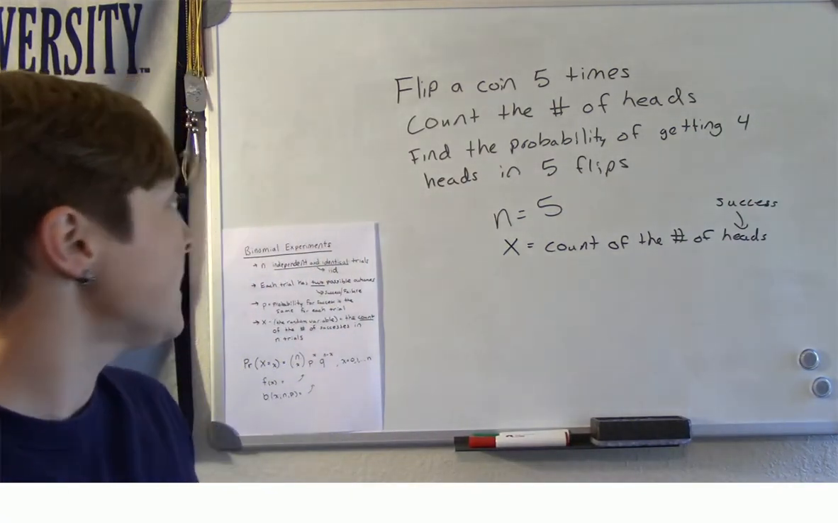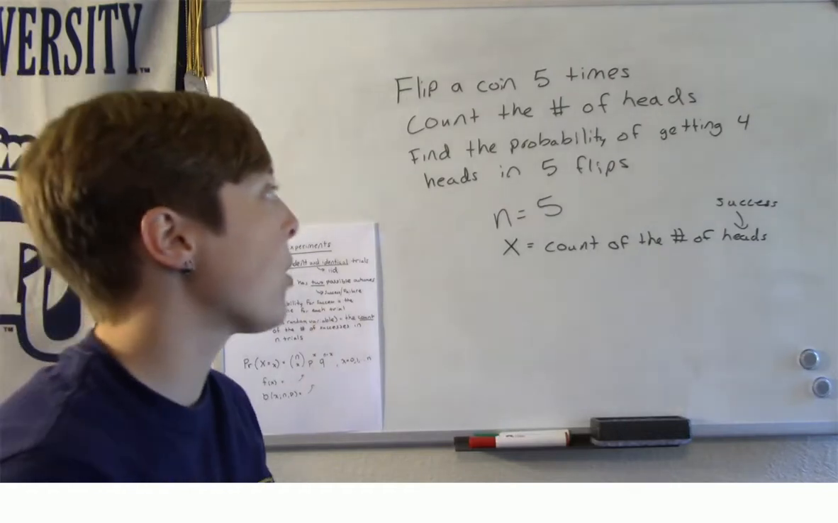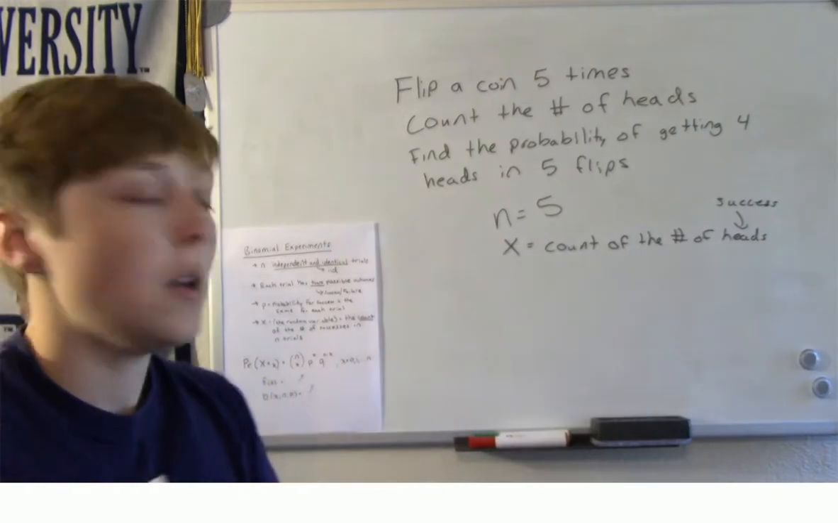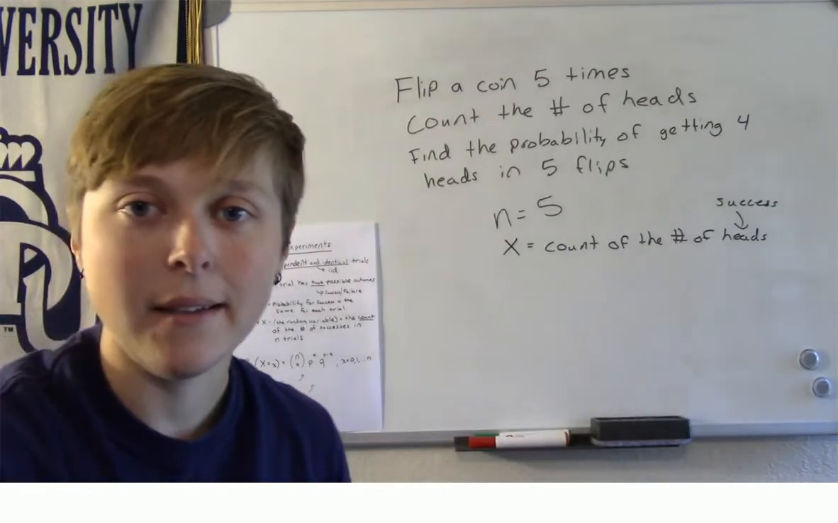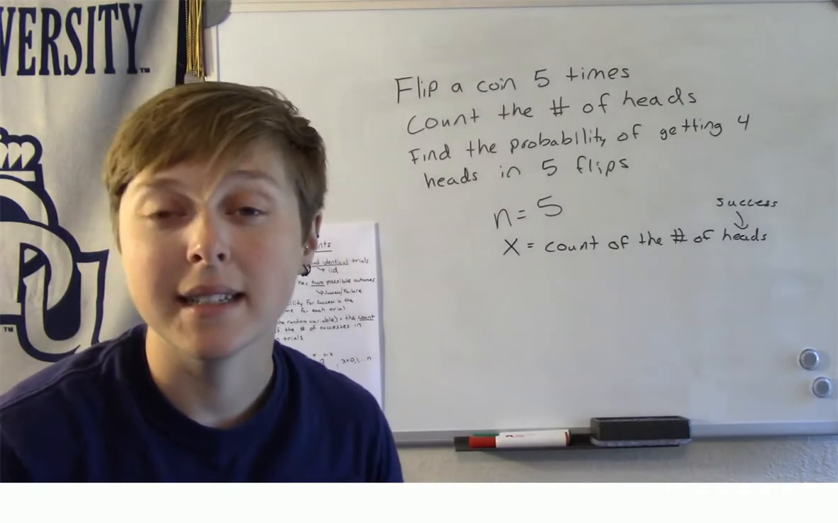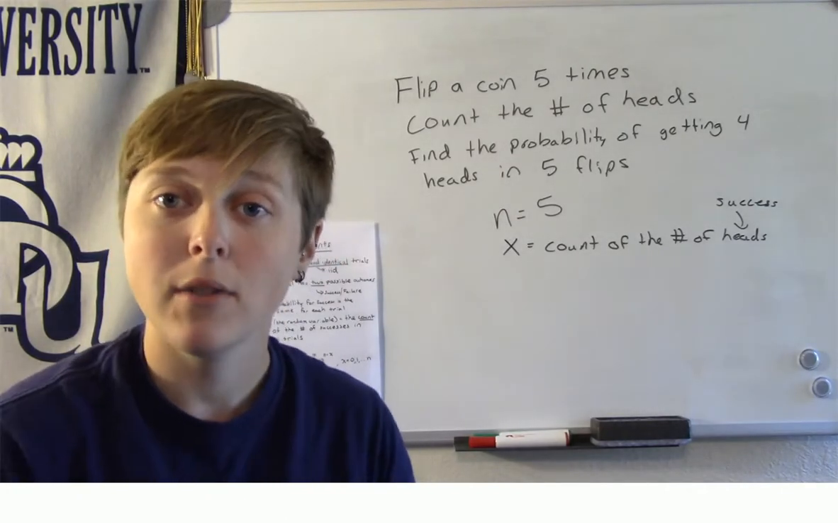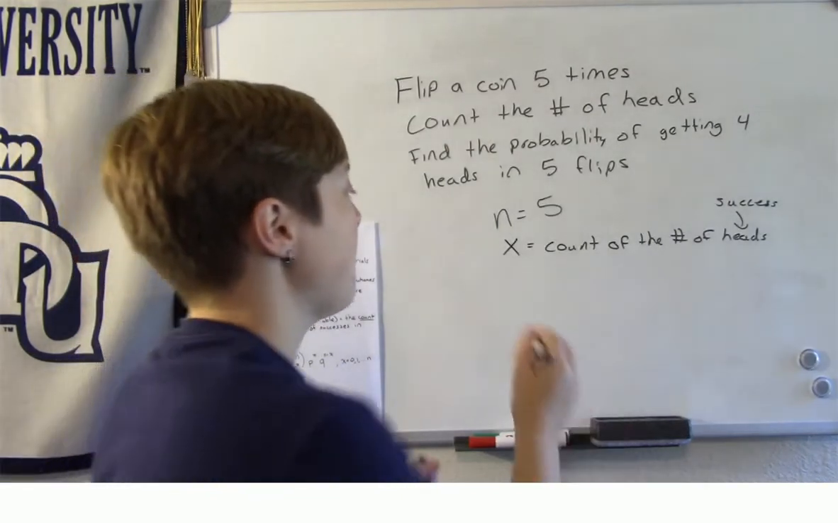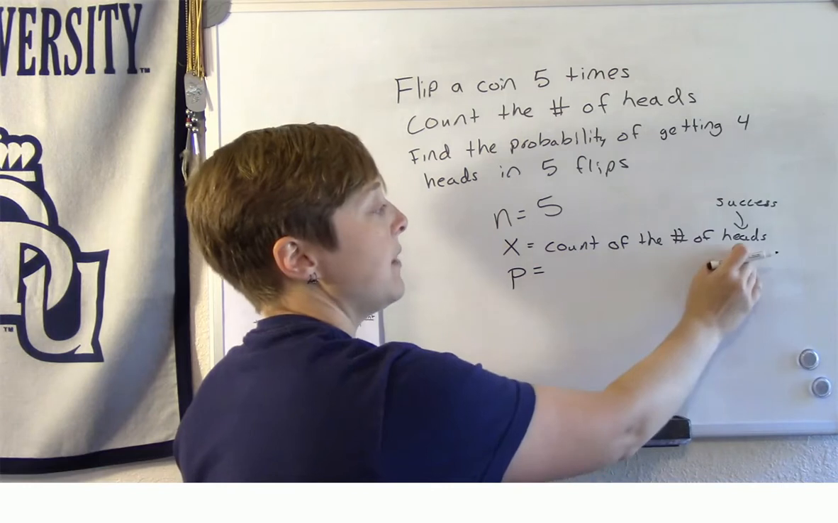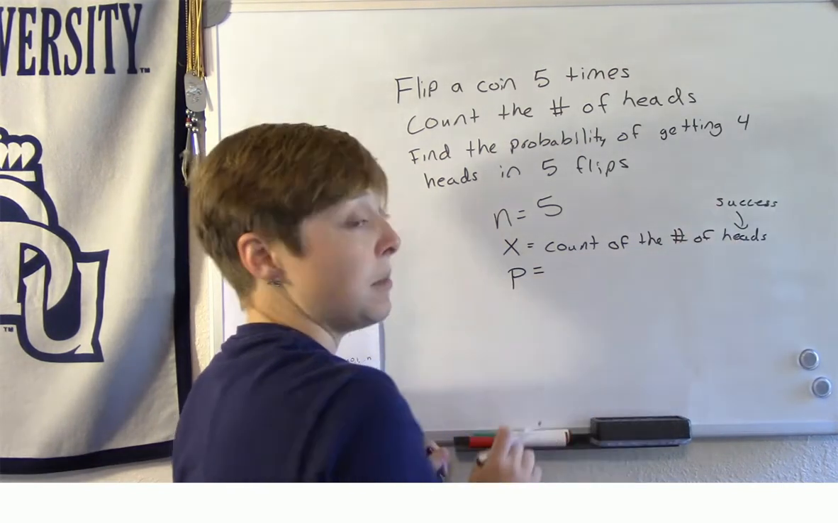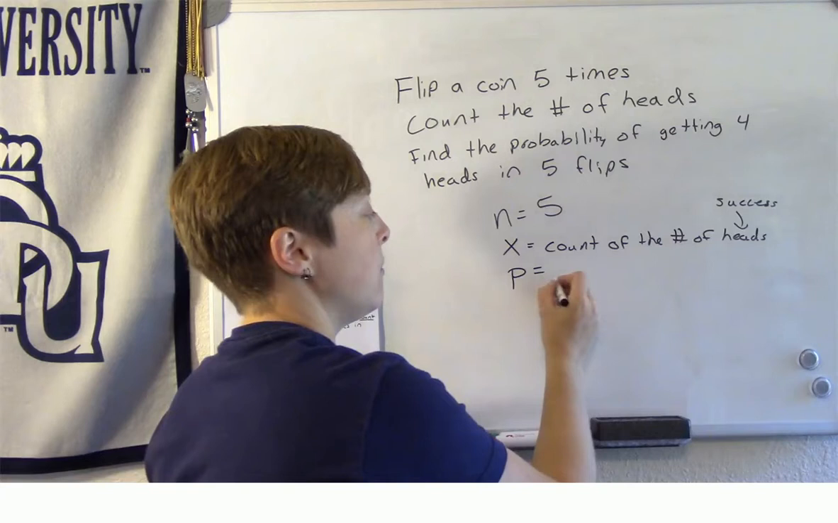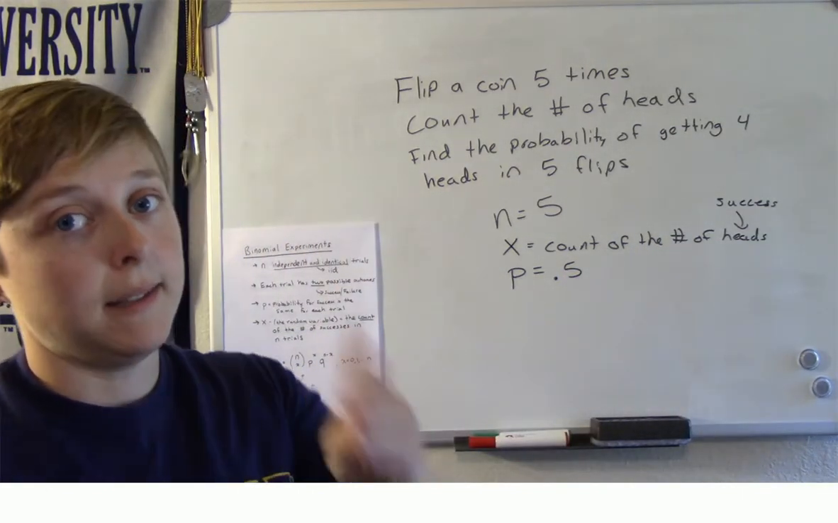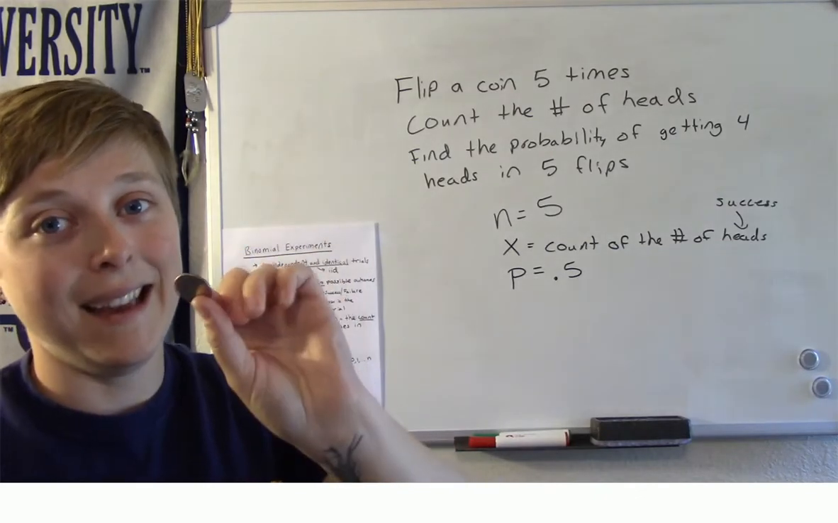Next we're going to find the probability of getting 4 heads in 5 flips. One thing that we're missing here: we need n, x, and we need p. Remember, what is p? It's the probability of success, and it needs to be the same for each trial. And each trial is identical, so it will be the same. So what's the probability of getting a head? In this case, it will be 0.5, because there are 2 outcomes, head and tail, and they are both equally likely.